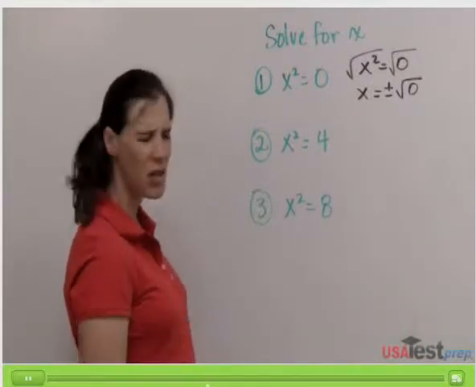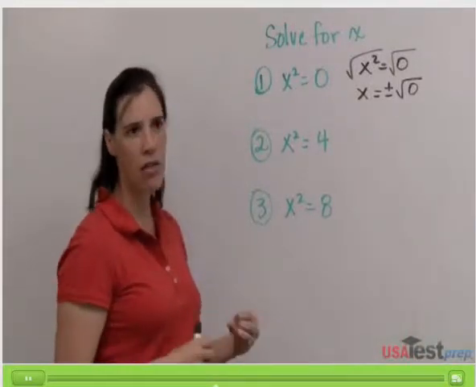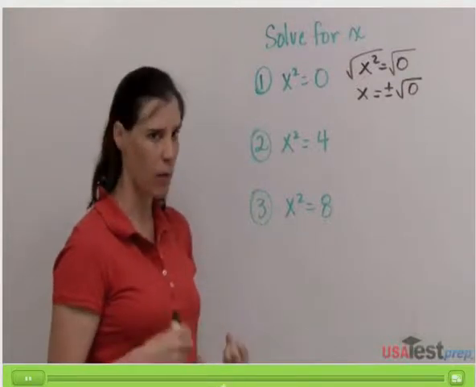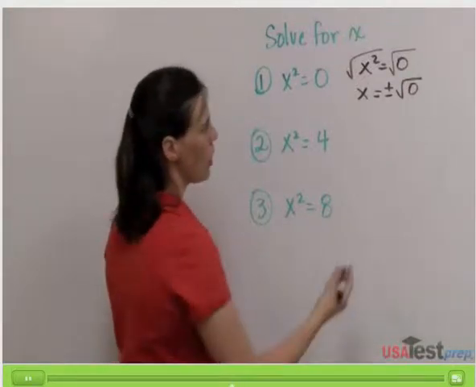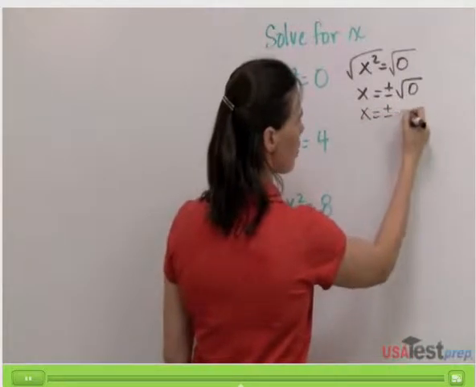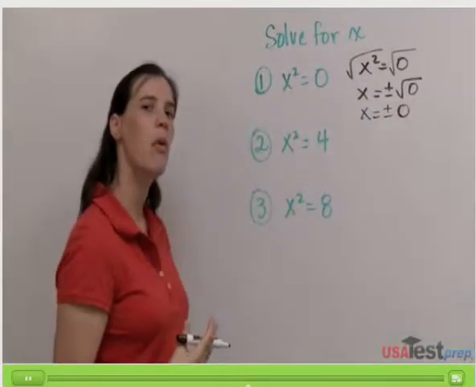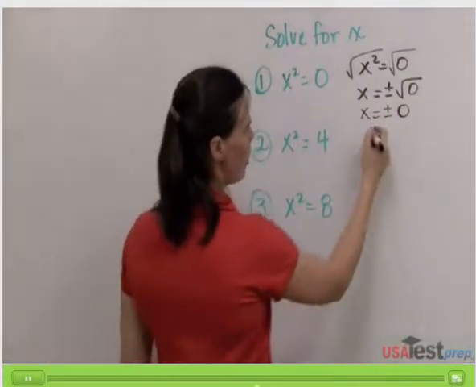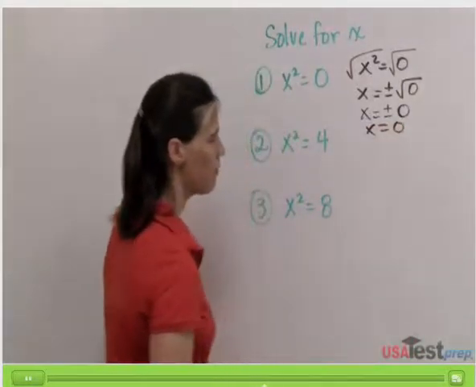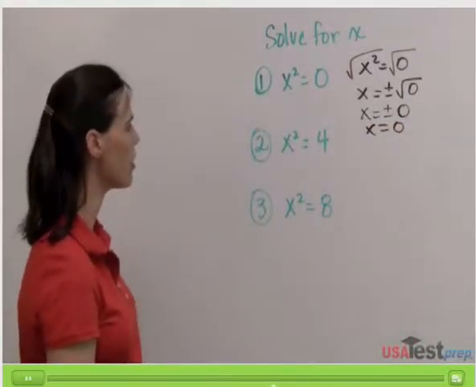Alright, so, well, what's the square root of 0? If I have nothing and I want to square root it, what am I still going to end up with? Well, nothing. So x would really equal plus or minus the square root of 0, but remember 0 is the one that doesn't take a sign. So x equals 0.